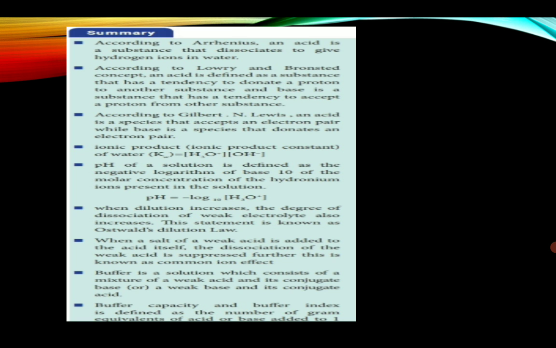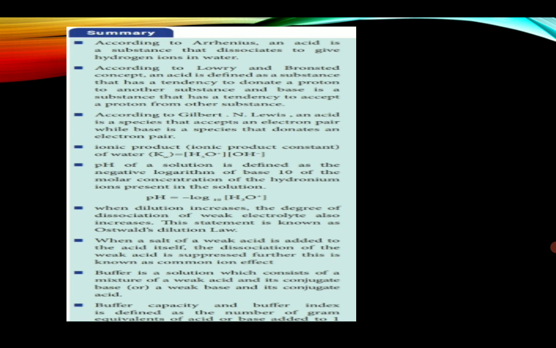And the next, what is a buffer? A buffer is a solution which consists of a mixture of an acid and its conjugate base, or a weak base and its conjugate acid. Buffer capacity or buffer index is defined as the number of gram equivalents of an acid or base added to 1 liter of the buffer solution to change its pH by unity. So an equation is given. Then the Henderson-Hasselbalch equation is also given there.